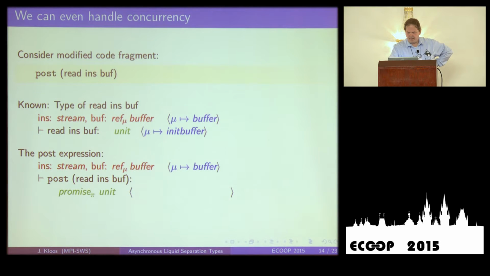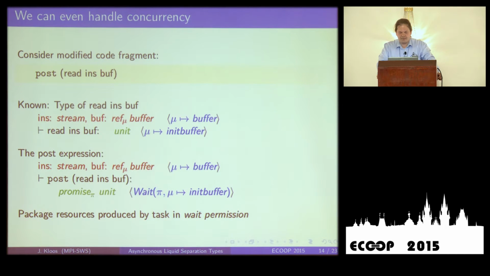For the postcondition, we use an idea from concurrent separation logic and introduce a so-called wait permission. And the wait permission means the following. We know that once the task is finished executing, the contents of the heap cell mu will be an initialized buffer. So there is the mu points to init buffer bit again. But we only know that this is true once the task has finished running. So we wrap it in this wait statement and say, you will receive this resource once you have waited for this task to complete. And now the pi appears again to tie it back to the promise we have.